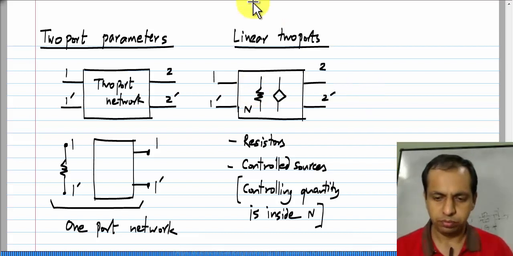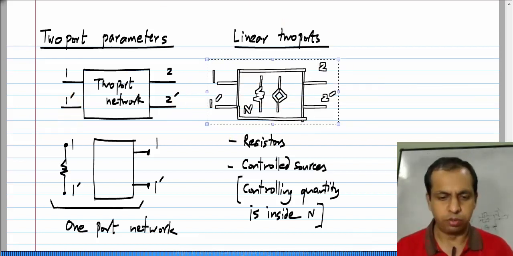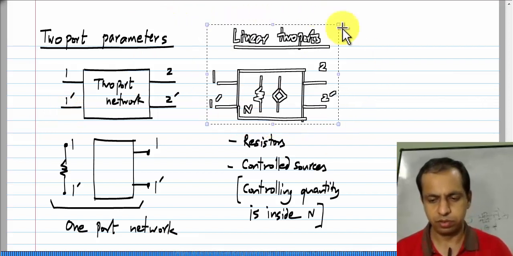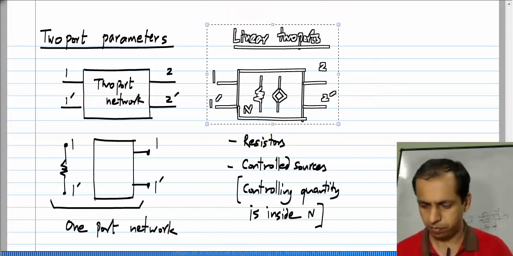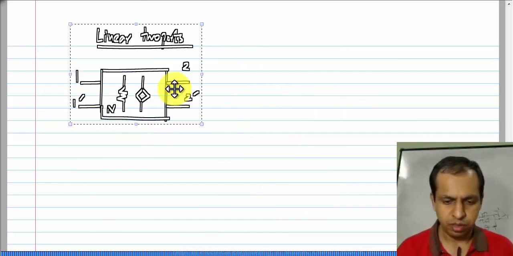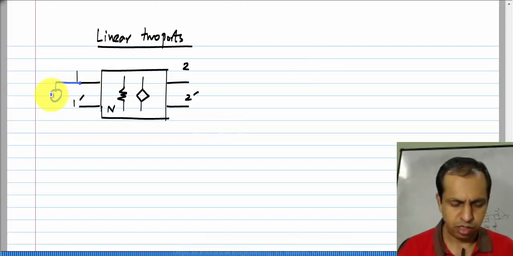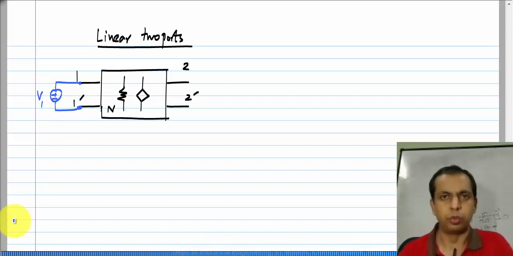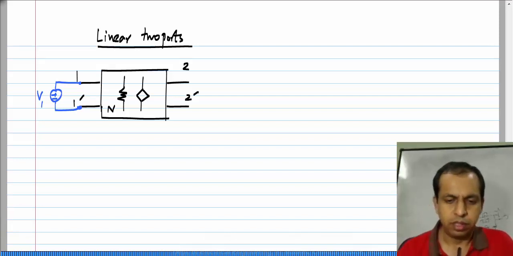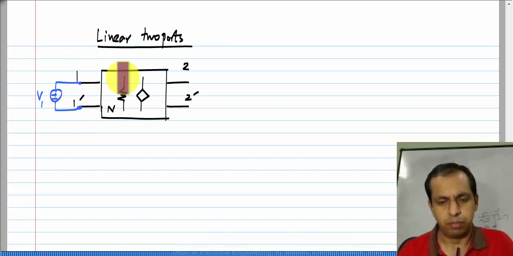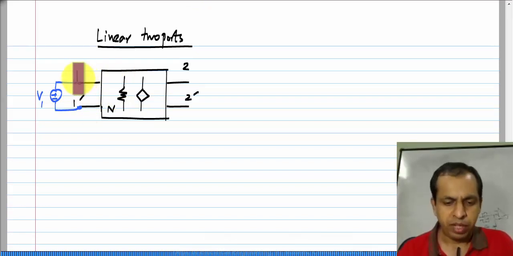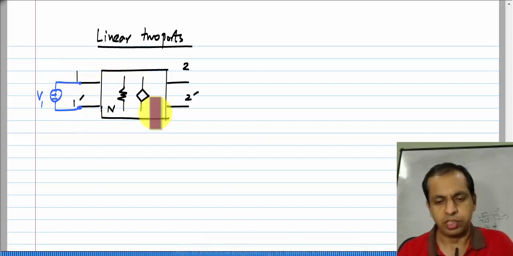Now, let us take one of these linear 2 ports, and let us say that we apply a voltage V1 to one side. For now, I do not do anything to the other side. If we did this, then by linearity of the circuit, we know that the currents in these terminals as well as everywhere in the circuit will be just proportional to V1.